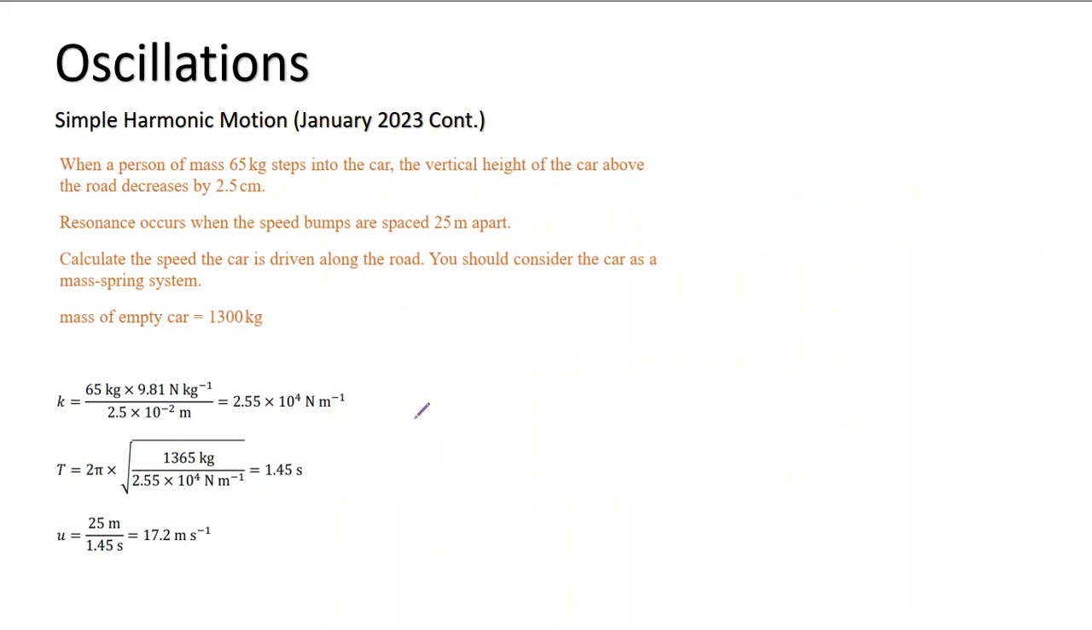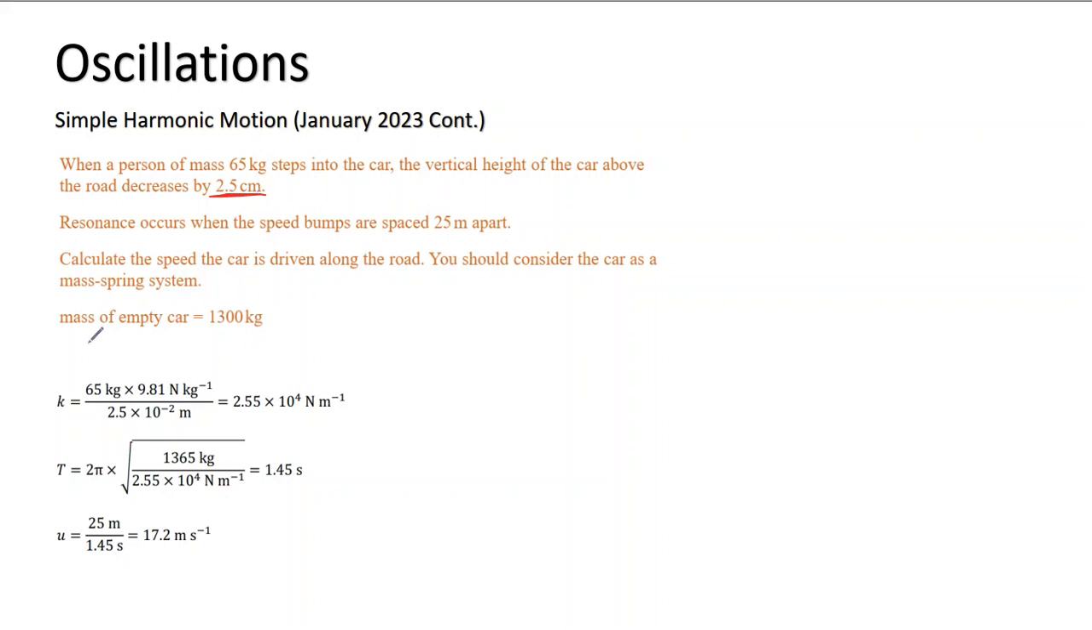Now let's go back here. When a person of mass 65 kg steps into the car, the vertical height of the car above the road decreases by 2.5 centimeter. Resonance occurs when the speed bumps are placed 25 meter apart. Calculate the speed. This is a very complicated question at first glance, but it's not. Just follow the steps and you will arrive at your answer. Calculate the speed of the car driven along the road. You should consider the car as a mass spring system. Mass of empty car is 1300 kg.